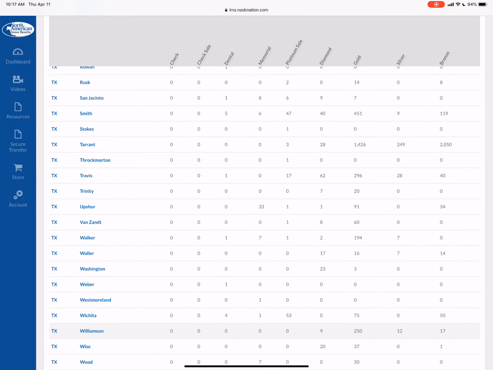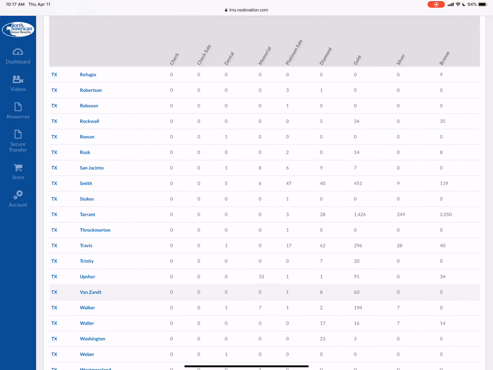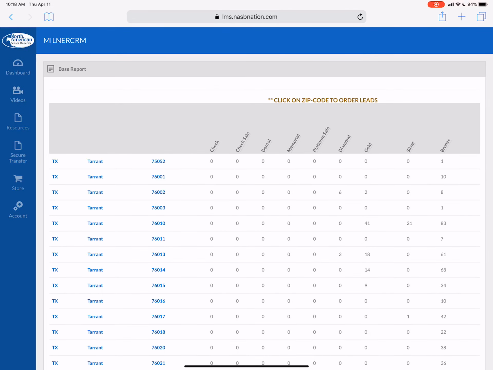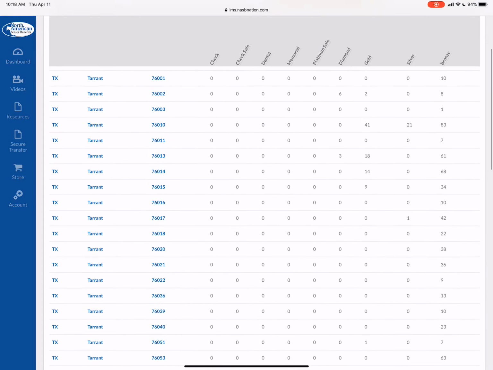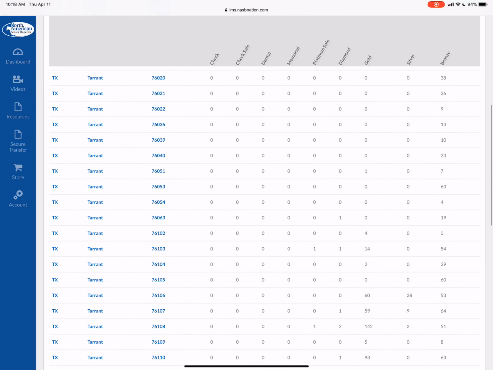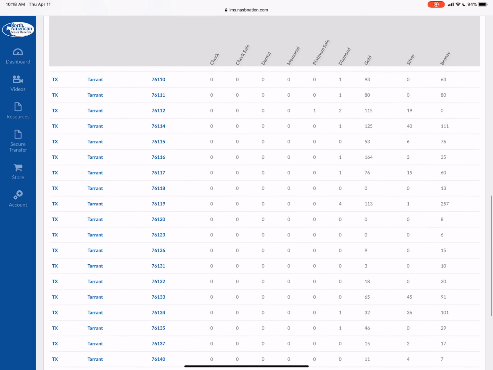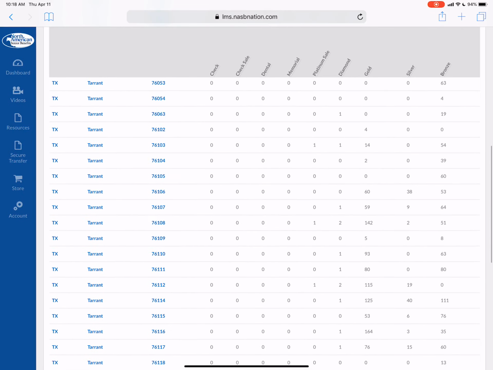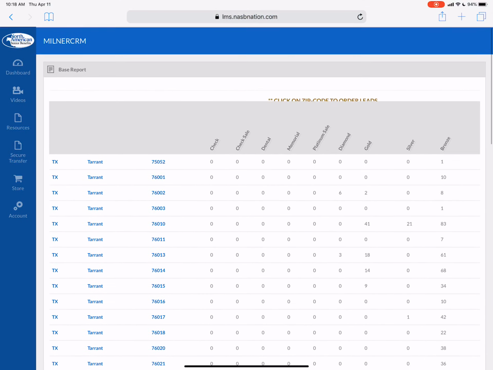If you have an area that you live in that's just not on here yet, that means we haven't mailed it before, so you're just going to be the first one there. Congratulations. Let's go ahead and click on Tarrant. Give me a second, y'all. From there, it's going to pull up the zip codes and what's available in that area. You can see all the leads that are available here right now. Pretty cool, right? After that, you click on the zip codes.